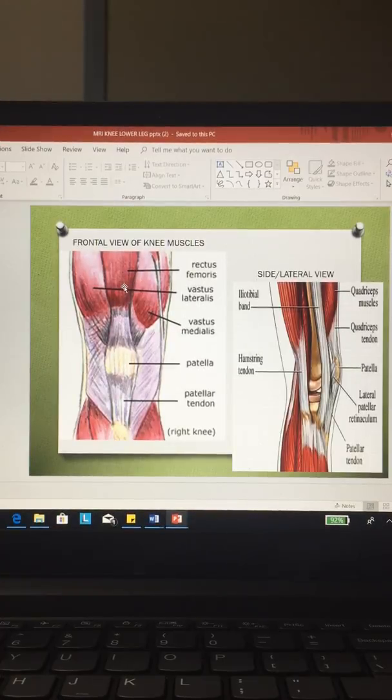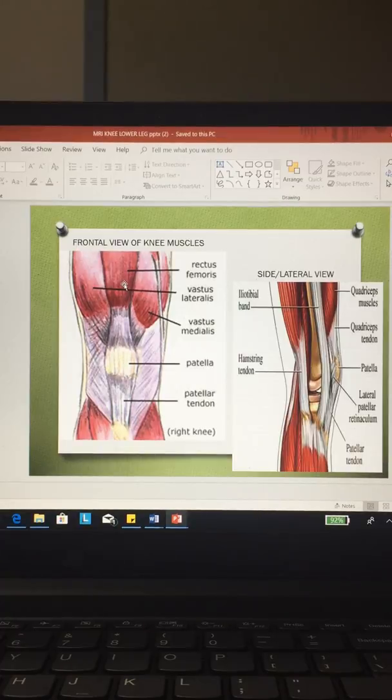Does that all make sense? So when we talk about the quadriceps tendon here and the patellar tendon here, that's because these all work in conjunction with the quadriceps muscle. Okay? So don't get confused about why we call this a tendon here.